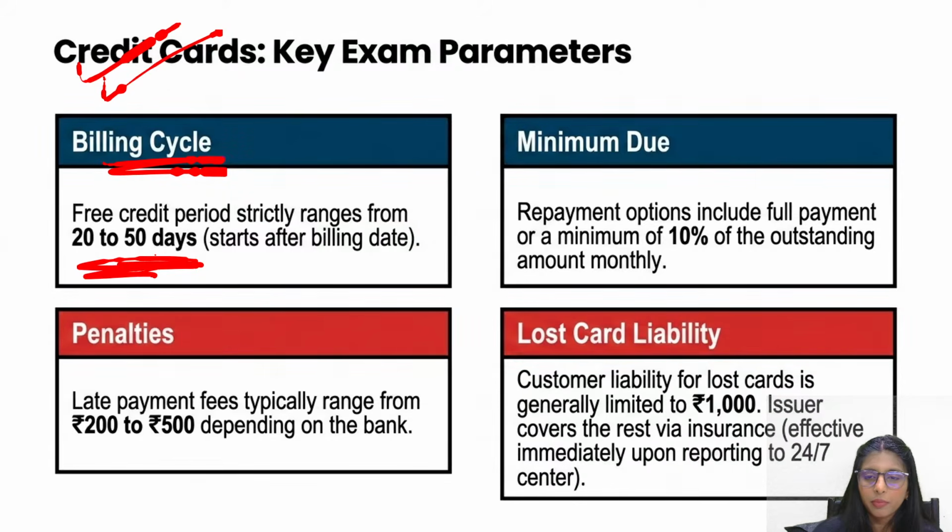Minimum due. Repayment options include full payment or a minimum of 10% of the outstanding amount monthly. Minimum due is basically the amount a credit card holder must pay to avoid default and continue the card operation. So it's basically the amount to avoid default. It's generally around 5% of the total outstanding amount.